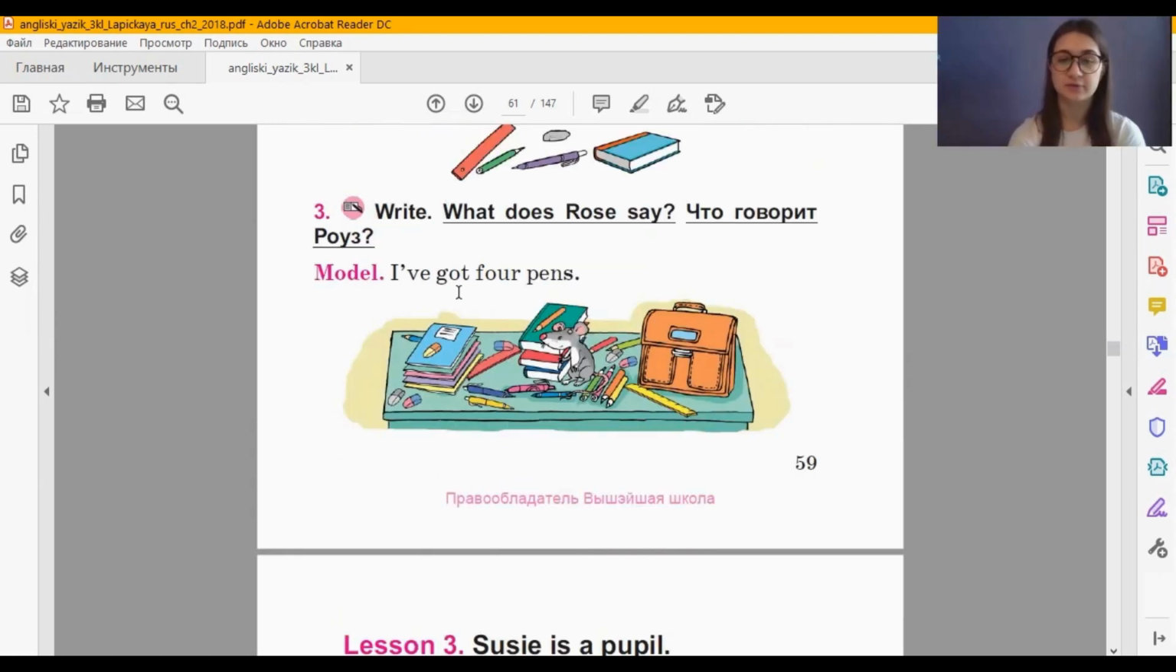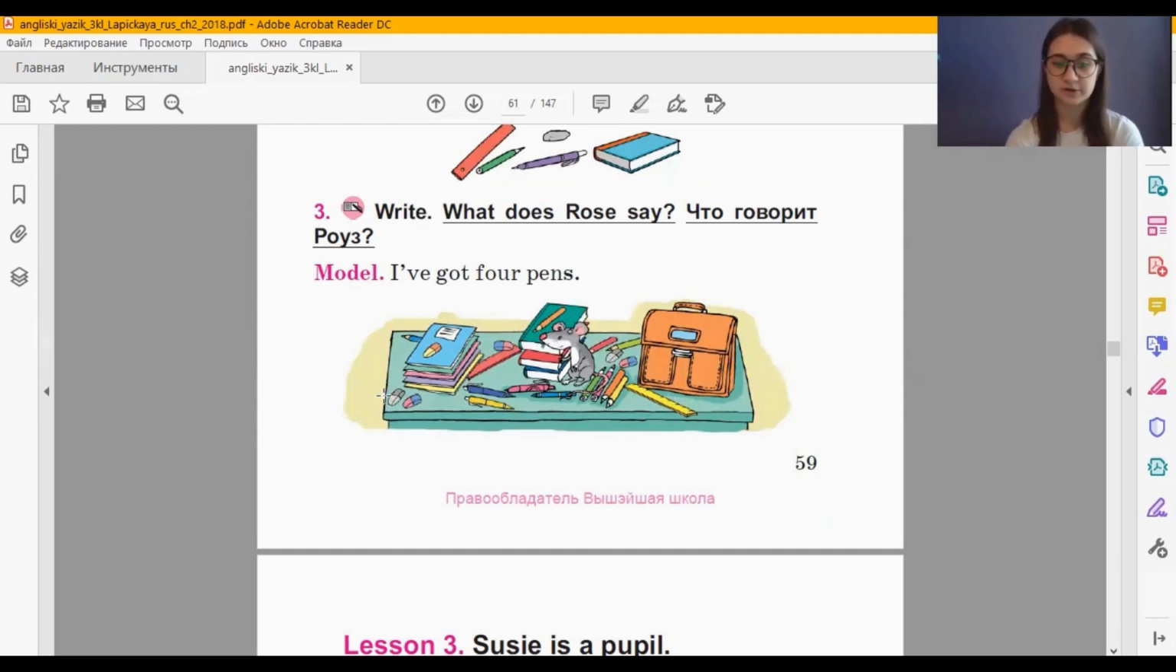Have a look at exercise 3, page 59. What does Rosie see? I have got 4 pens. 1, 2, 3, 4. Right. How many pencils has Rosie got? Let's count. 1, 2, 3, 4, 5, 6, 7, 8. I have got 8 pencils.